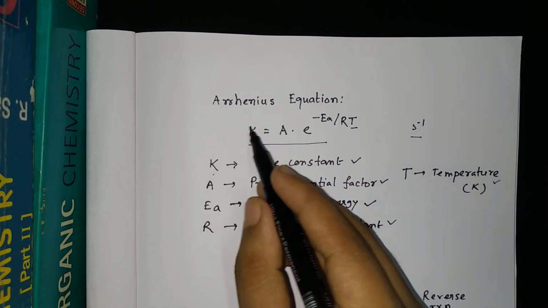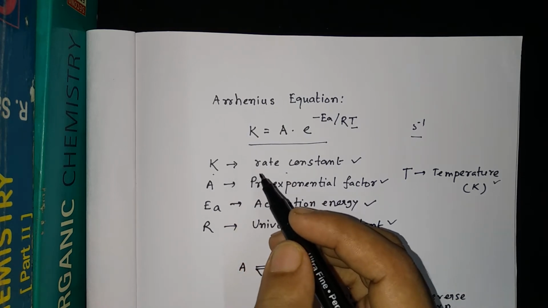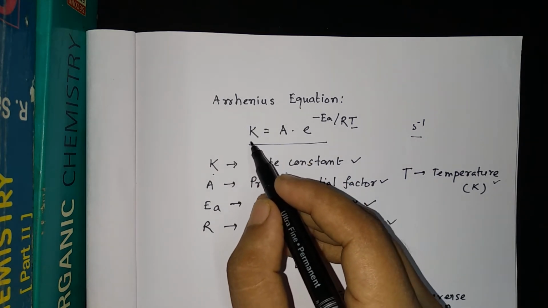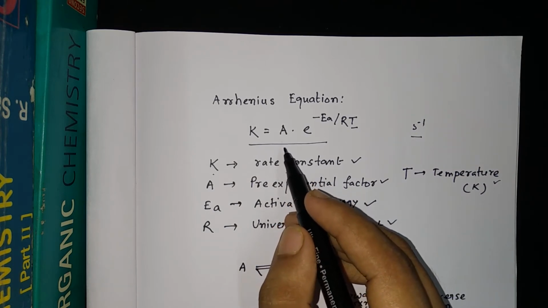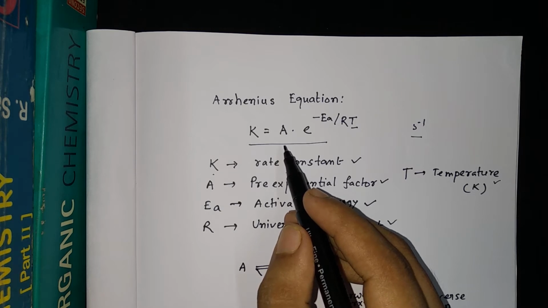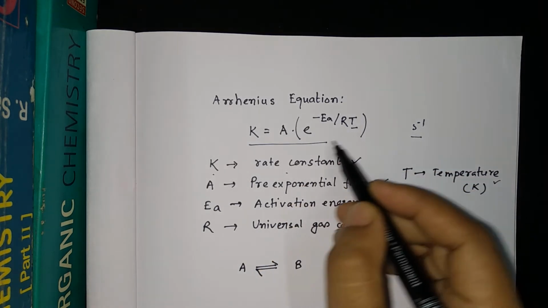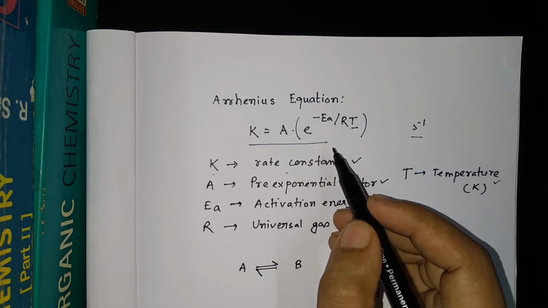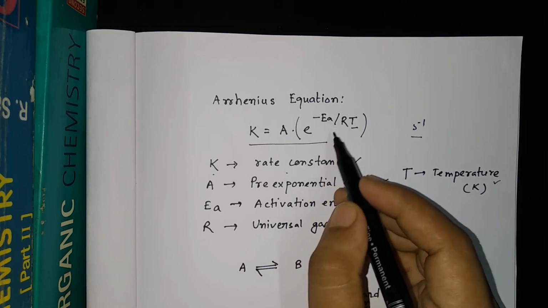So what does the rate constant K mean? K represents the number of collisions that result in a reaction per second. So all collisions that result in a reaction per second are represented by the rate constant. And what is A? A is the total number of collisions per second occurring with the proper orientation to react. It may or may not lead to the reaction. And this exponential term is the probability that a given collision will result in the reaction or not.